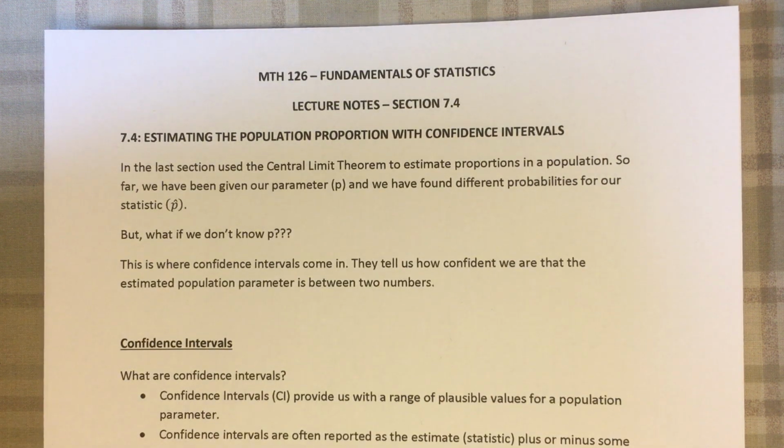In this section, what we're going to try to answer questions about is, what if we don't know p? What if we don't know our population proportion? So what we're going to use is our p hats, our sample proportions, and try to estimate possible intervals where our proportion, our p, is going to live.